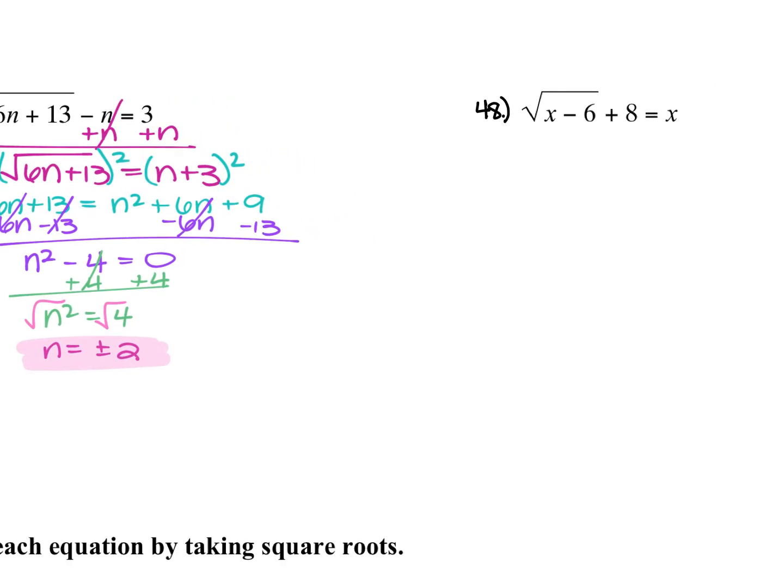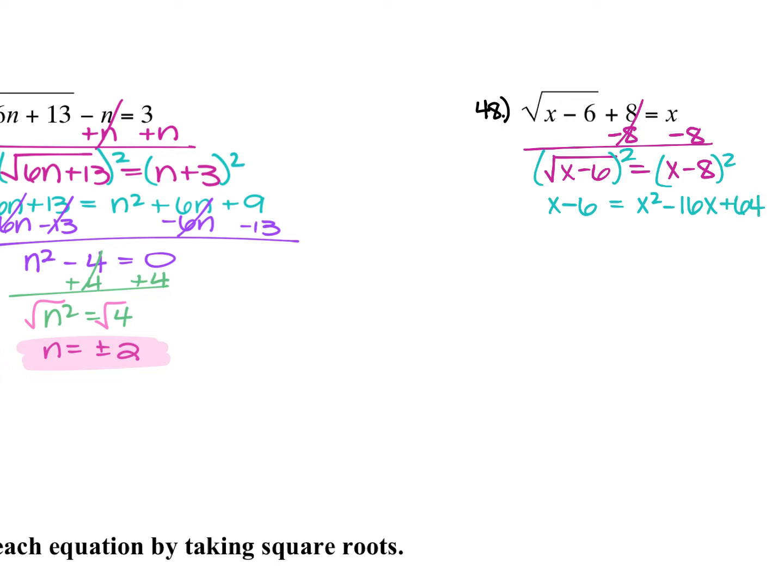For 48, you have the square root of x minus 6 plus 8 is equal to x. Start this one by moving the 8 over and subtracting it from both sides. You have the square root of x minus 6 is equal to x minus 8. Take both sides, square them, get rid of that radical. So you're going to work with x minus 6 is equal to x squared minus 16x plus 64. Move your 6 over, add it to both sides. Move your x over, subtract it from both sides.